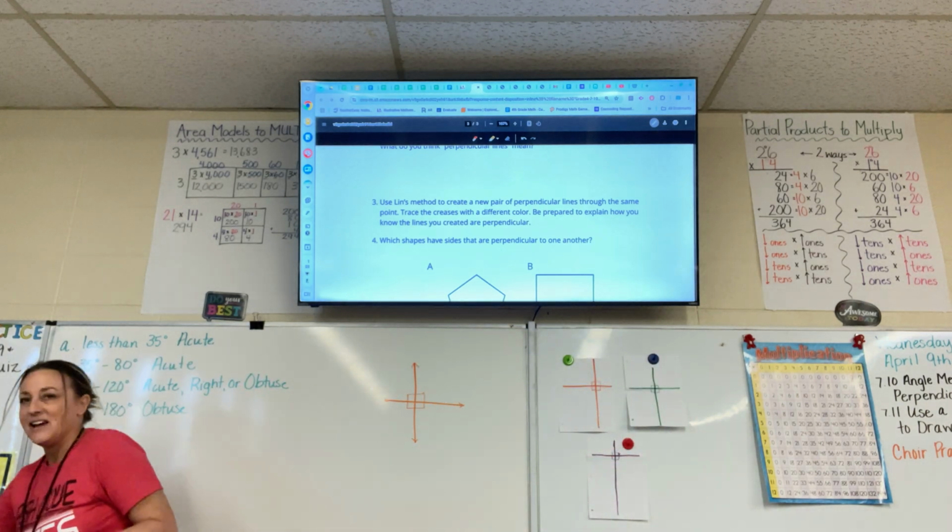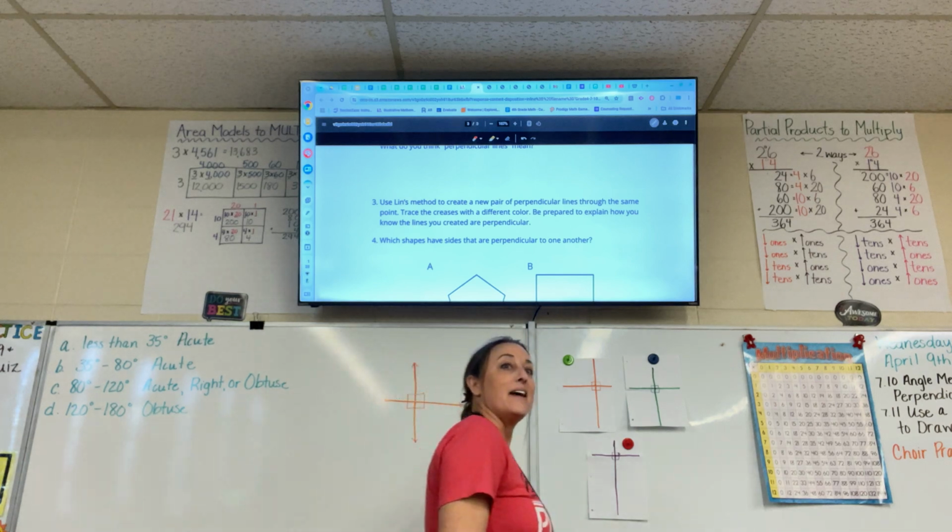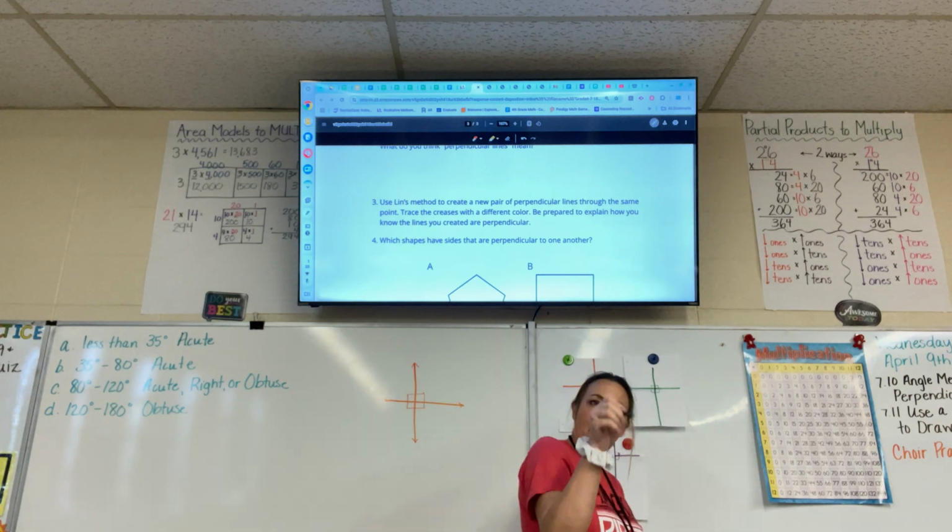Okay, Colton, I thought you would get that. You were so good at that on the other day. You were like perpendicular, perpendicular.